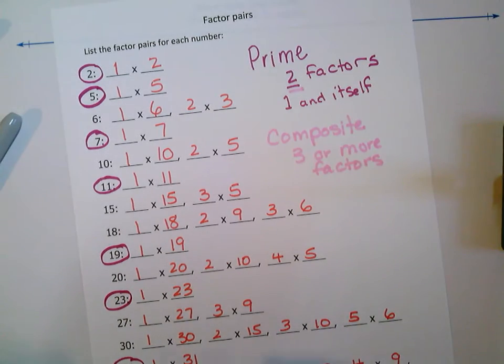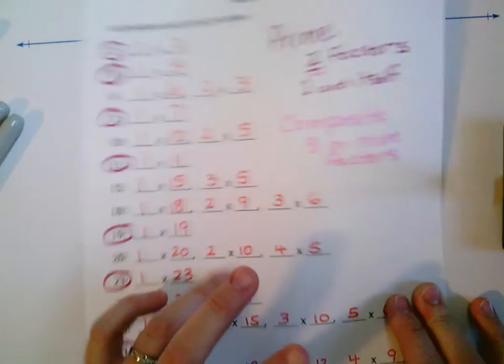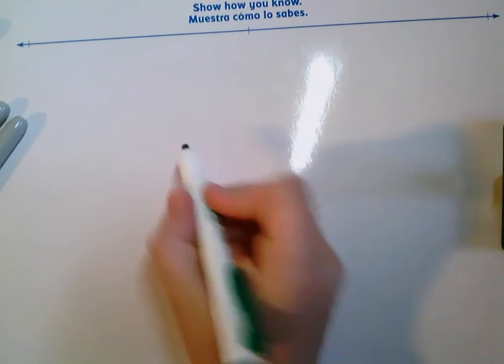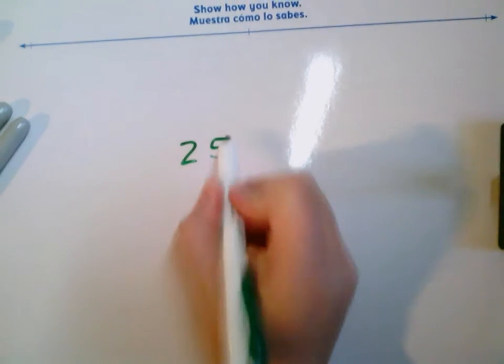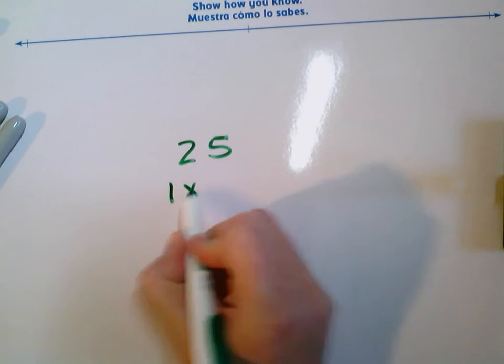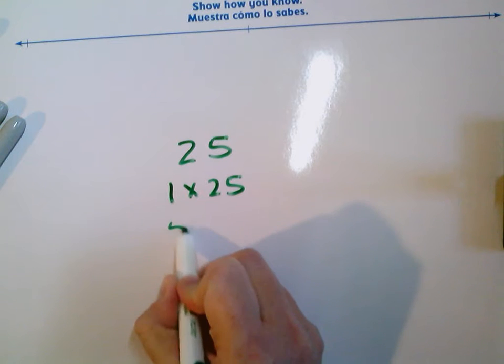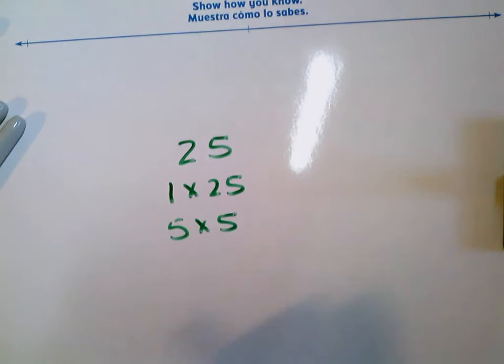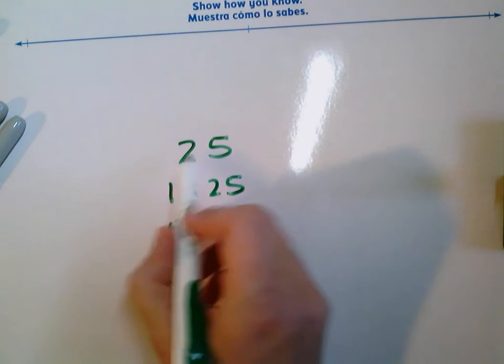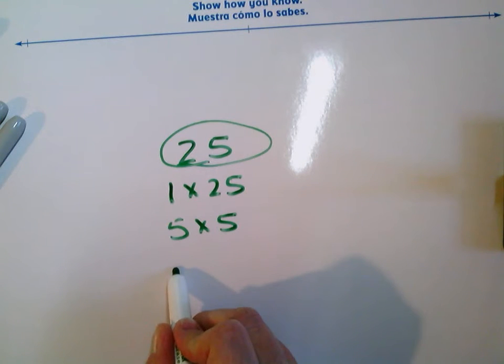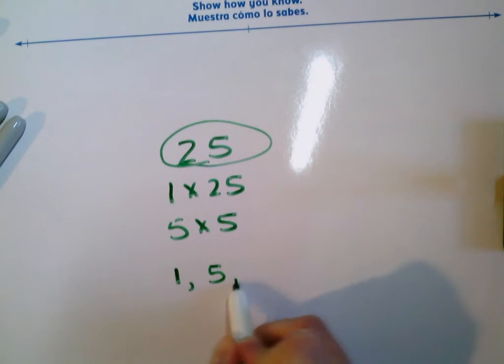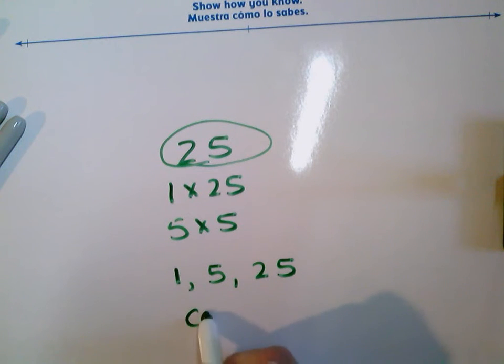I'm going to give you an example of a number that has 3 factors. So let's take a look at the number 25. 25 is 1 times 25, and it's 5 times 5. So if I was going to list out the factors of 25, I would have 1, 5, and 25. So it has 3 factors. It is a composite number.